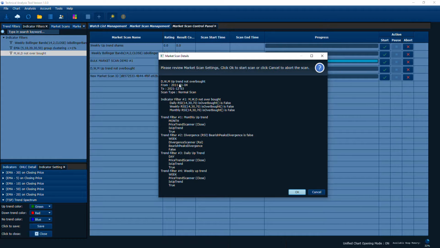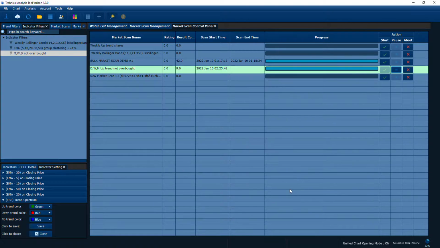We can have a quick look here. It's scanned from 2011 to 2021, up to 3rd of December, and it's a normal market scan. The daily, weekly, monthly RSI is not overbought, and we have monthly, weekly, daily uptrend is true. Finally, we have a safeguard condition here to make sure there is no RSI bearish peaks divergence, and that is set to false. Okay, so let's run it. Okay, we have 12 candidates.